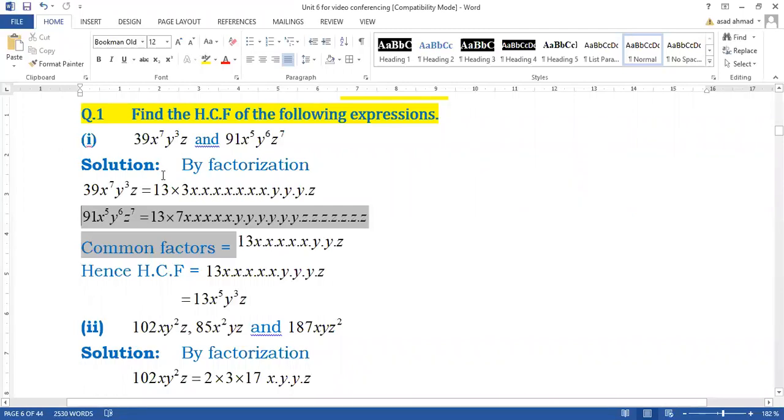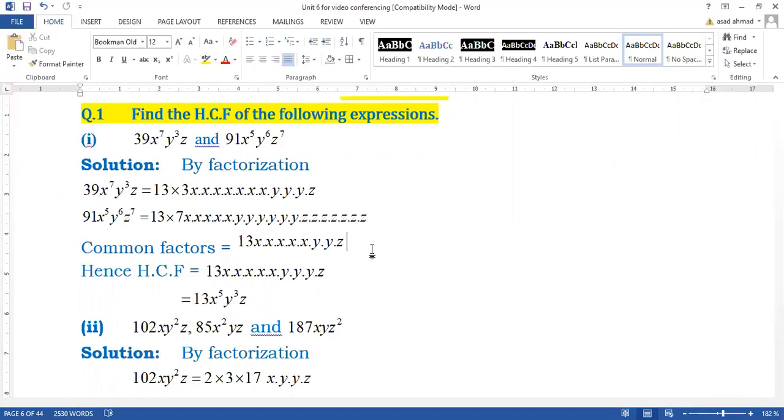two. Like 39 will be broken up as multiples of prime numbers, 13 into 3, and x raised to power 7 will be written as 7 times x. Y raised to power 3 will be written as 3 times y, and z will be written as 1 time. 91, the second term, will be factorized as 13 into 7, that is prime factors. x raised to power 5 will be broken up into 5 multiples of x, and y raised to power 6 will be written as 6 times y, and z raised to power 7 will be written as 7 times z. So this will give you the factorization of these two parts.